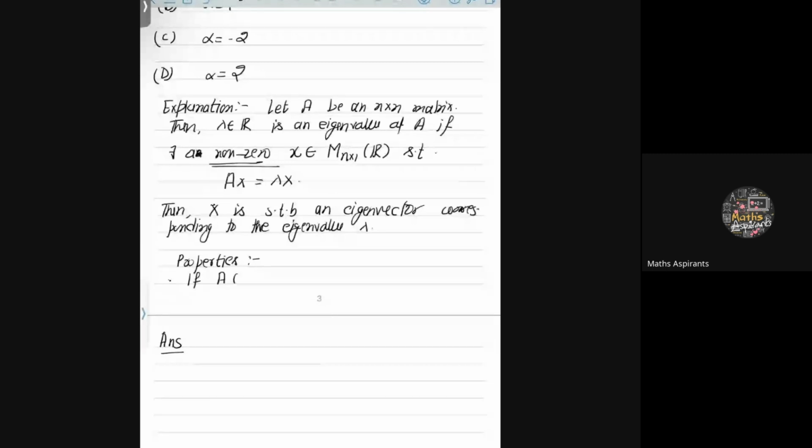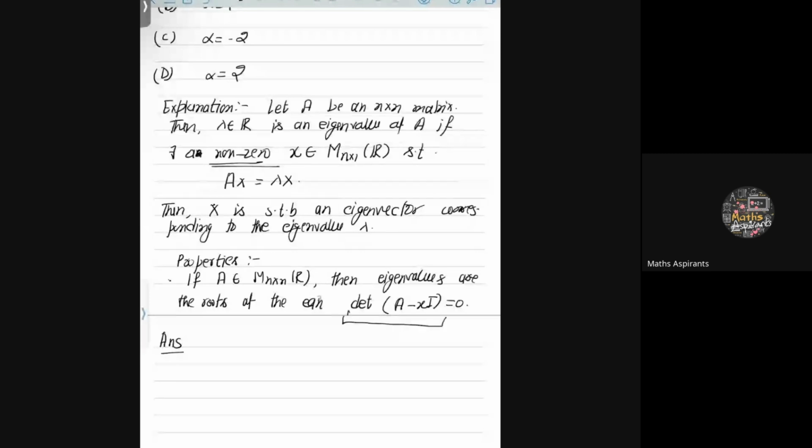If A is an n cross n matrix, then eigenvalues are the roots of the equation determinant of A minus x I is equal to 0. Fine. So eigenvalues are roots of this equation, and this becomes a polynomial in x, and by solving this polynomial we get eigenvalues. Okay. Second property is there are at most n eigenvalues for this n cross n matrix A.